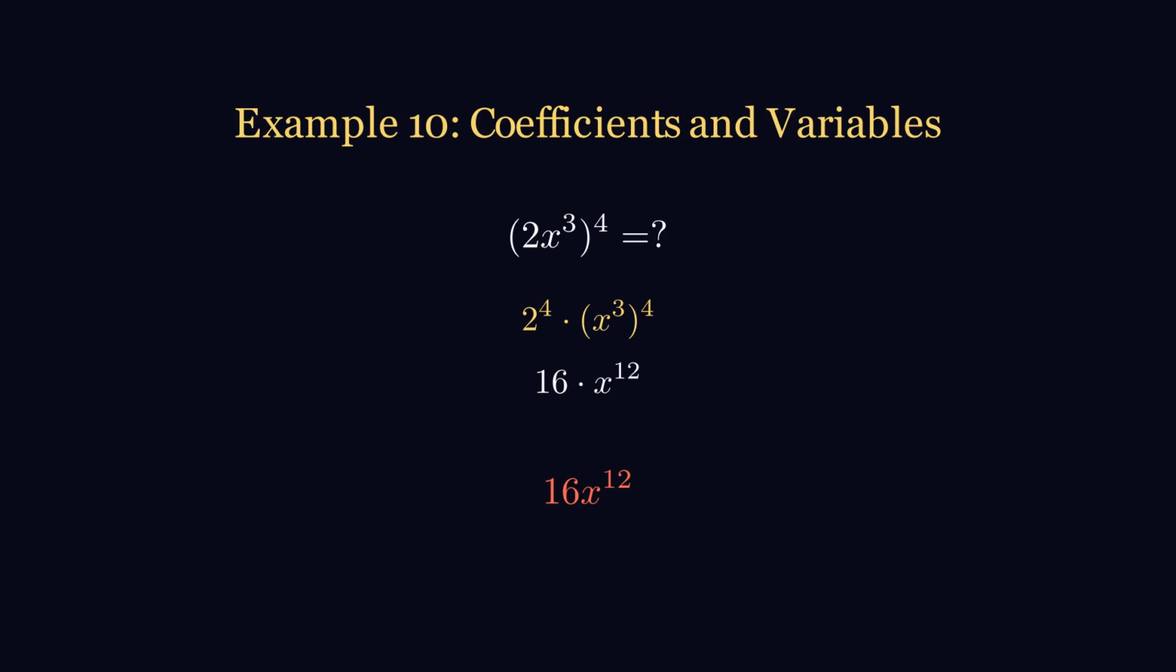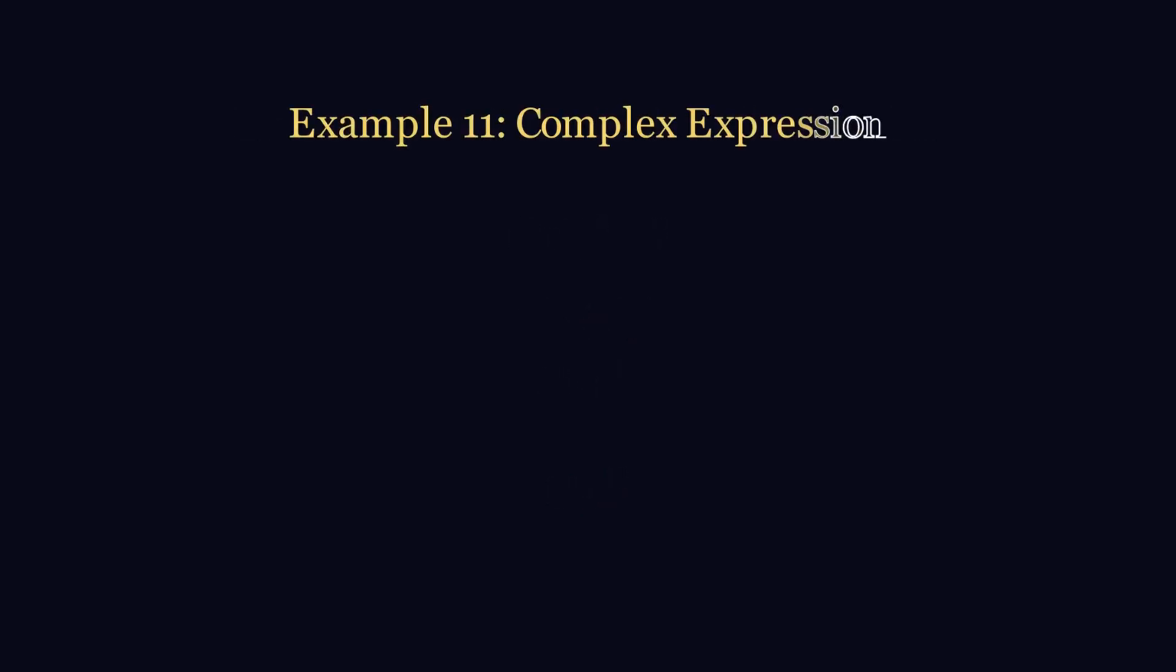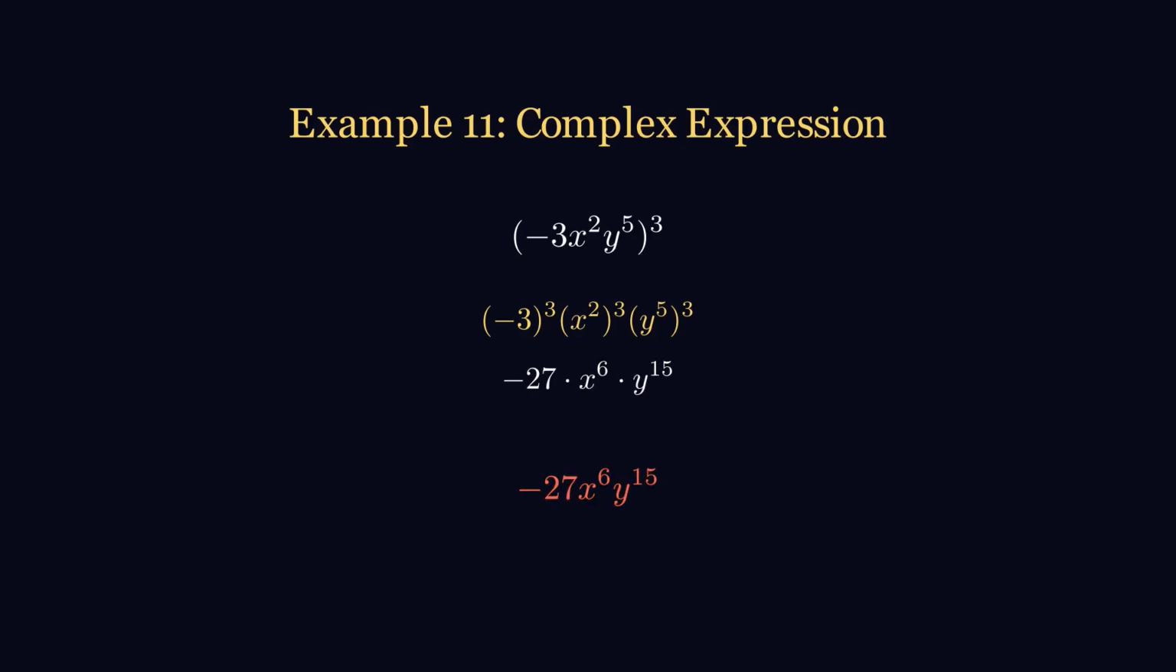Let's try a more complex example. Simplify -3x squared y to the 5th, all raised to the 3rd power. We apply the outer exponent to each factor inside. -3 to the 3rd power times x squared raised to the 3rd power times y to the 5th raised to the 3rd power. -3 cubed equals -27. x squared raised to the 3rd power equals x to the 6th power. y to the 5th raised to the 3rd power equals y to the 15th power. Our final answer is -27x to the 6th y to the 15th.